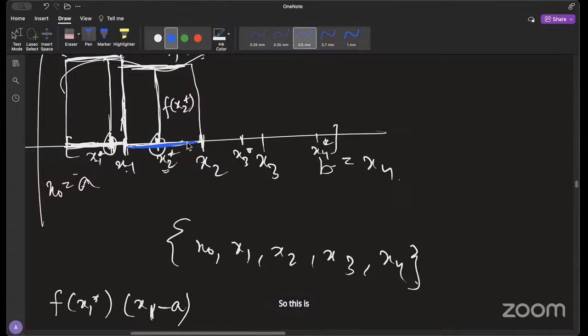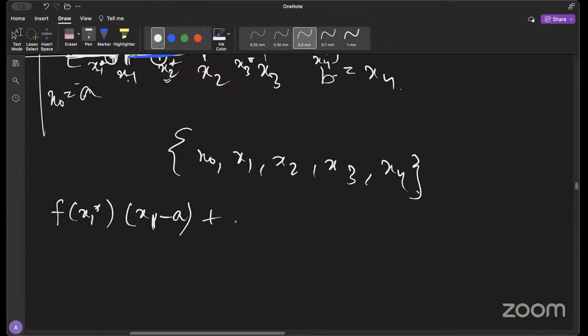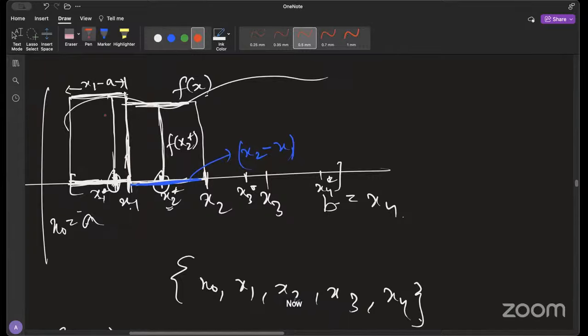So this is x2 minus x1. And for the rectangle, because the height keeps varying on this curve, we have fixed the height to be x1 star. So the height is f(x1 star). This thing is f(x1 star), this thing is x2 minus x1. And what should be the area? Area of f(x1 star) into x2 minus x1. So far we have covered this area.